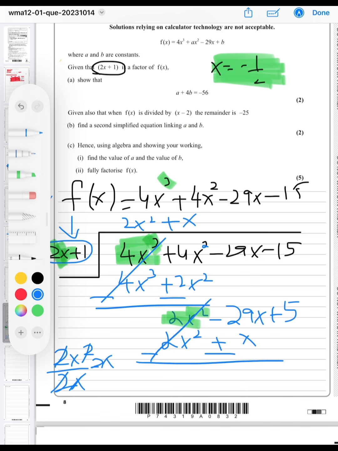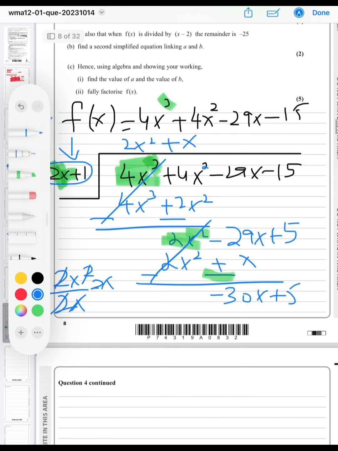Now cancel down this, minus 29 and minus x. Remember we will consider this symbol, okay? So minus 29 and minus x will be minus 30x plus 5. Okay, so now this is 15, this is 15. Okay, so now the first number is the highest power. Here we have minus 30x.